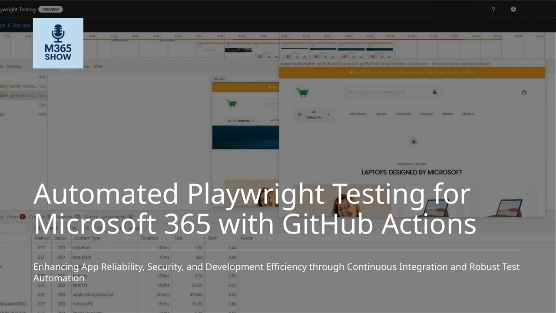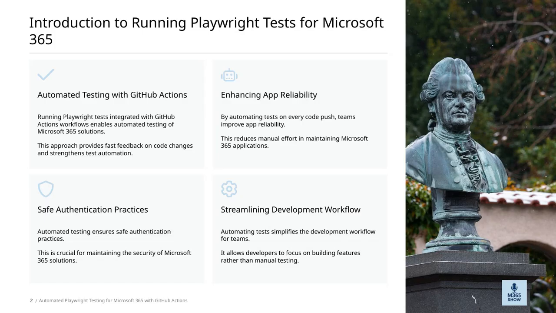Let's get started. Welcome to our discussion on automating Playwright tests for Microsoft 365 with GitHub Actions. Automating your testing process really simplifies the development workflow for teams. It allows developers to concentrate more on building new features rather than spending time on manual testing tasks. By automating, we can streamline the entire development process, making it more efficient and less prone to human error.